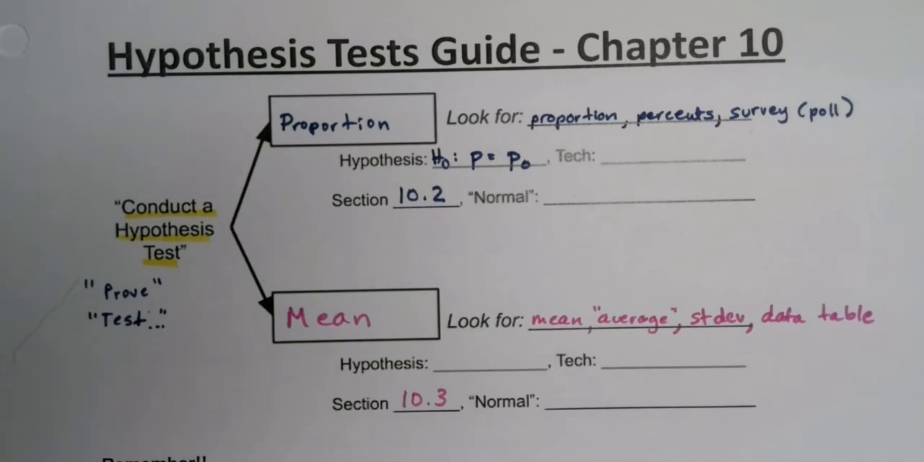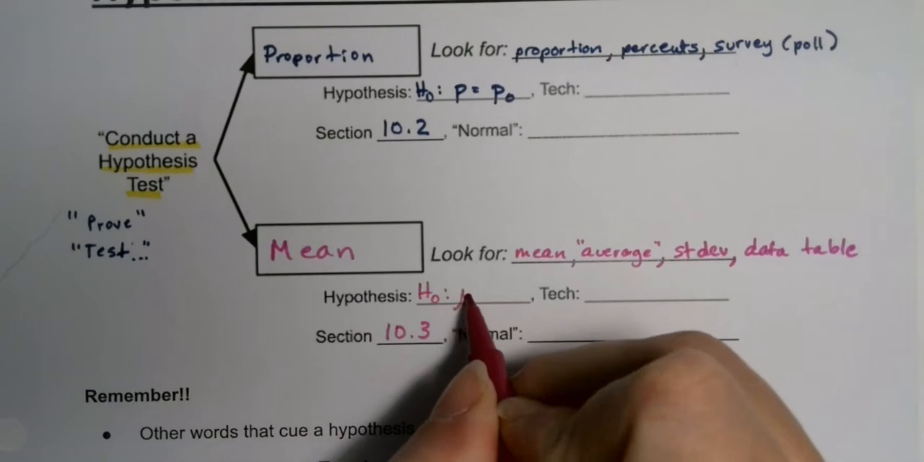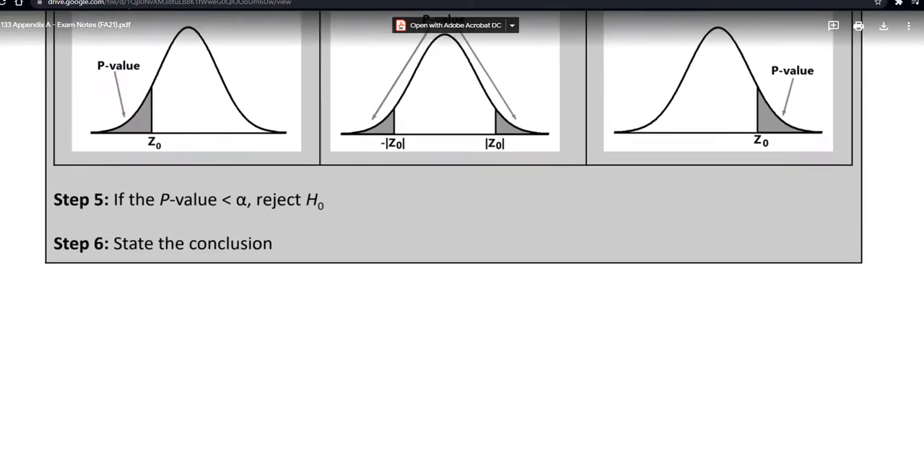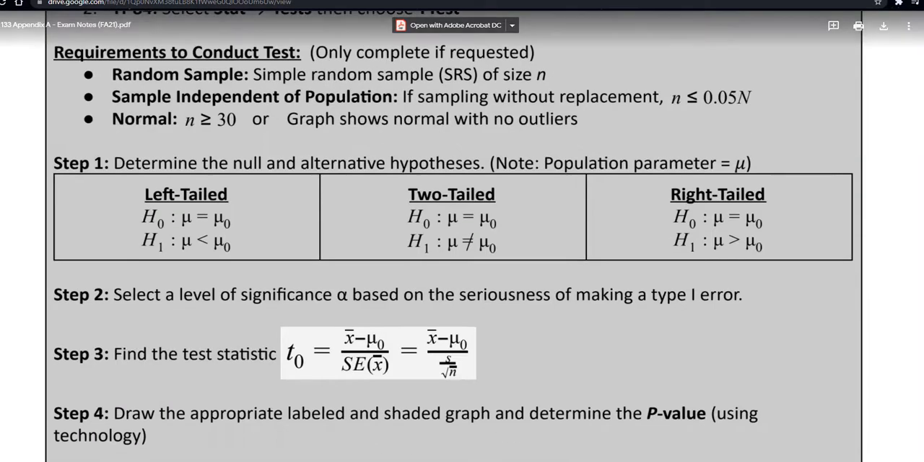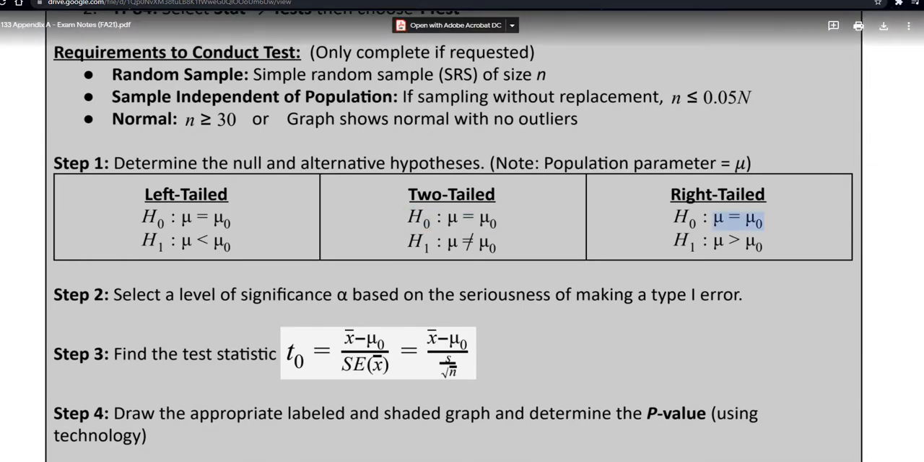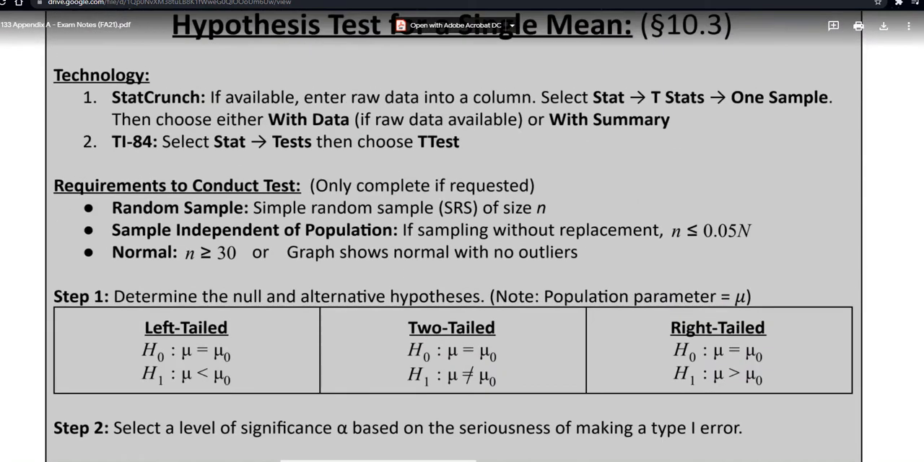Whereas these ones will be H naught always mu equals mu0. Mu is equal to a number, and I can show you that on the next page, right here in your exam notes packet. Every one of them has a null hypothesis that is mu equal to mu0, where mu0 is some number, like 522, or something like that. So you're going to have to look at the problem and figure out, are they talking about proportions?